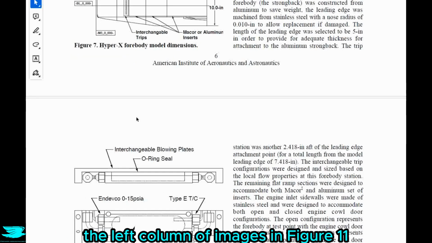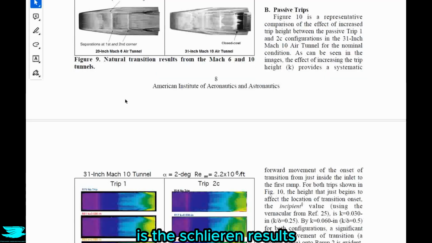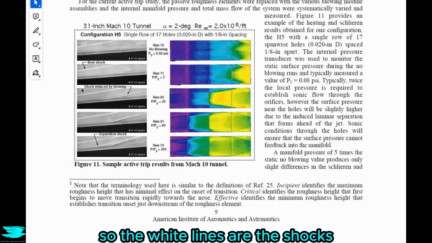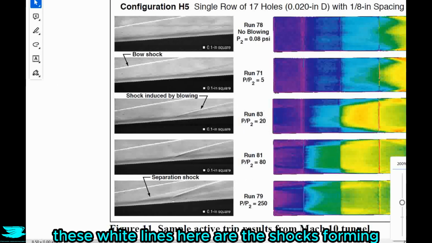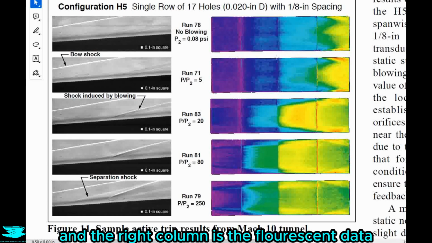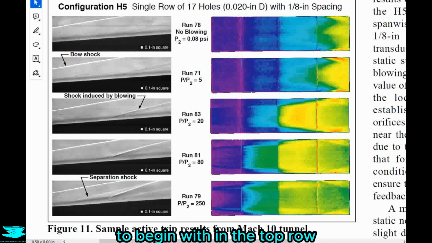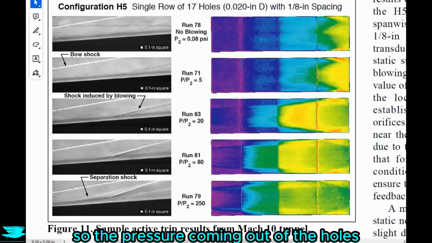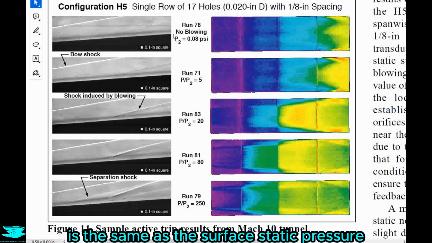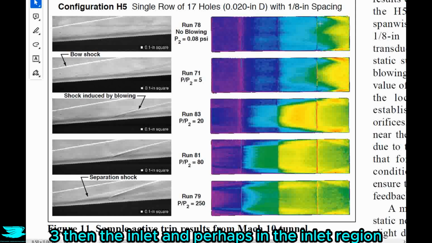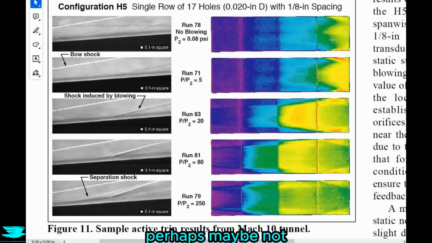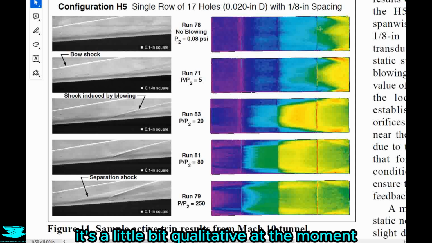The left column of images in figure 11 is the Schlieren results. So the white lines are the shocks. If I zoom in, these white lines here are the shocks forming. And the right column is the fluorescent data. To begin with, in the top row, there is no blowing, so the pressure coming out of the holes is the same as the surface static pressure. And the transition perhaps occurs past the third ramp. So we have ramp 1, 2, 3, then the inlet, and perhaps in the inlet region, perhaps, maybe not. It's a little bit qualitative at the moment.